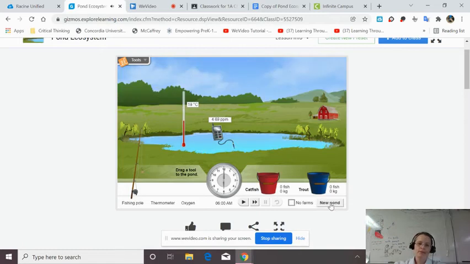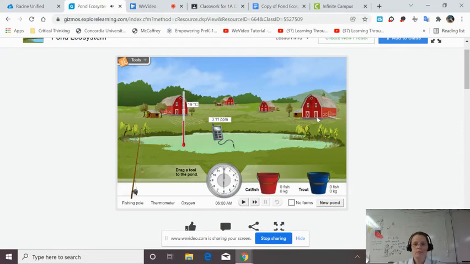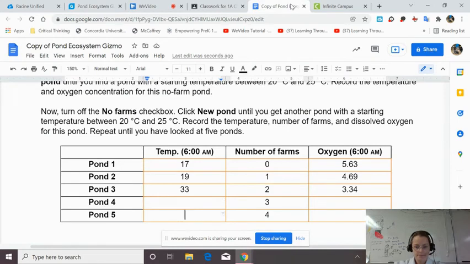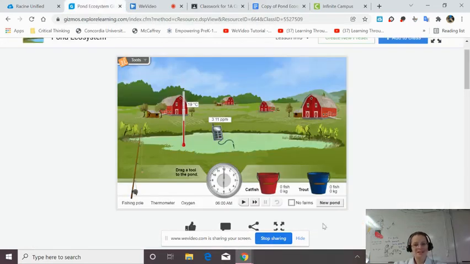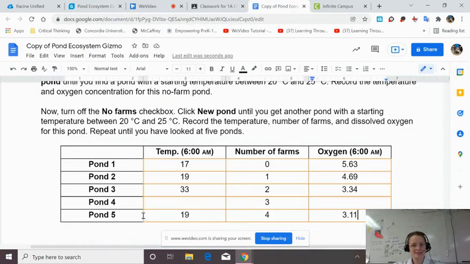Nope. Here we go. 1 farm. 19 and 4.69. 19, 4.69. Let's keep going. We have to get 3 and 4. So new pond. 1, 2, 3, 4. This will work. 19 and 3.11. And 3.11. Now let's check and see if we can get 3. Haha, 3, 28 and 3.06.